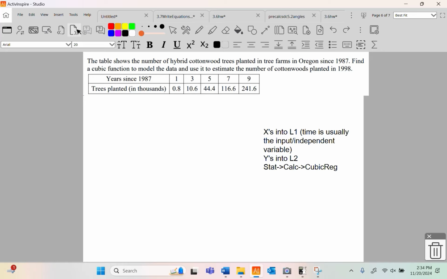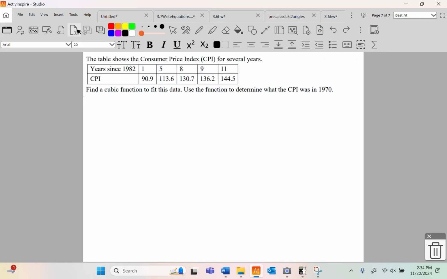All right, here's the last one. Actually, let's do a different one. Table shows the consumer price index, CPI, for several years. You may not have heard that, but the government tracks prices to determine what we call inflation. It's kind of a big deal. They monitor it all the time. Because if the cost of goods is going up too fast, what do you think is happening?